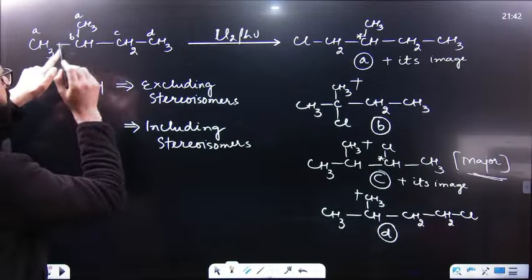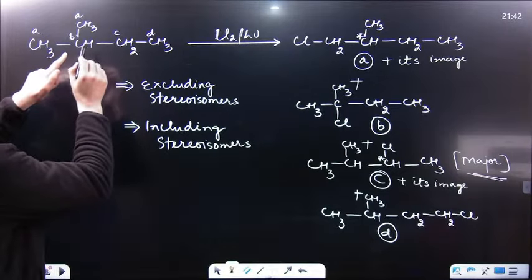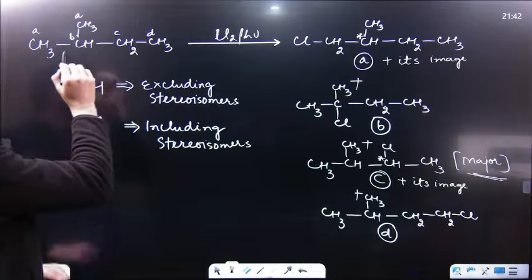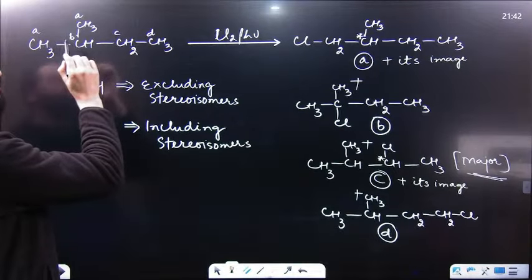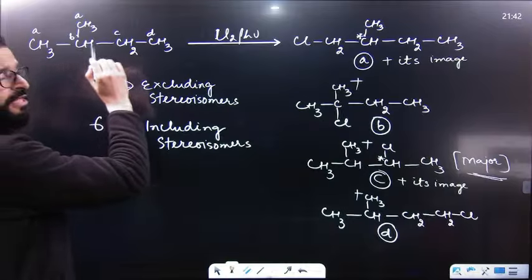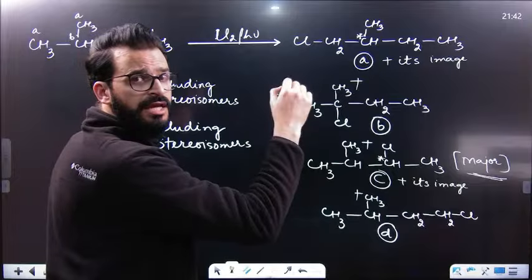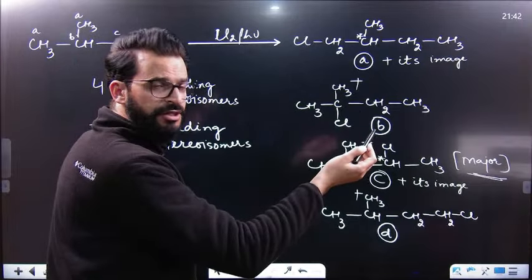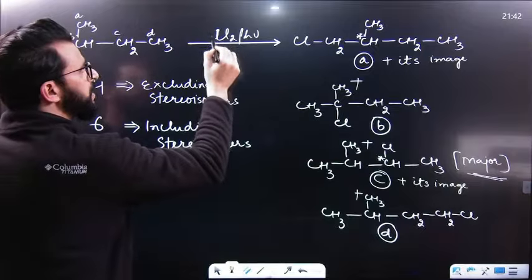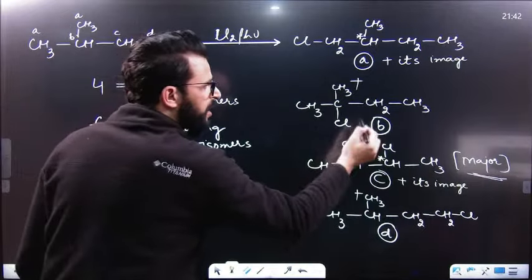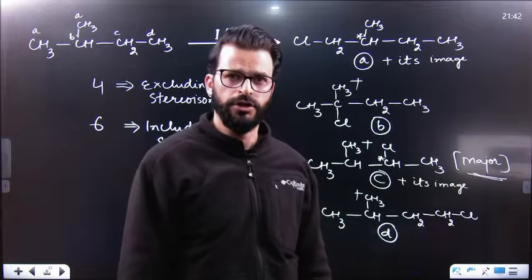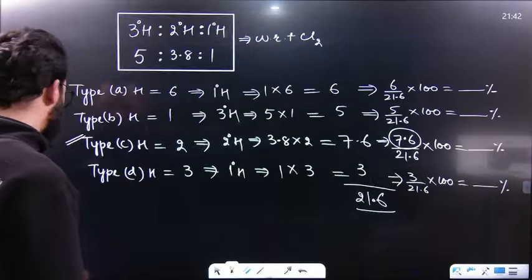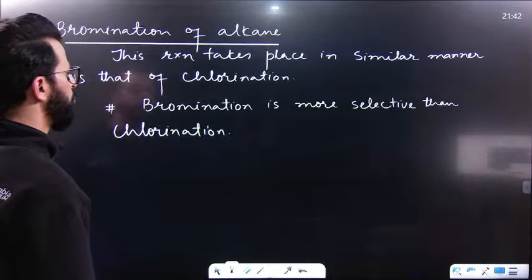That means directly you can say, after removing this hydrogen, the carbon free radical will be most stable over here. Hence, the product formed from this hydrogen will be higher in percentage, that means that will be major. If the reaction takes place with bromine, product B will be the major product. So that's why bromination is basically a selective reaction.